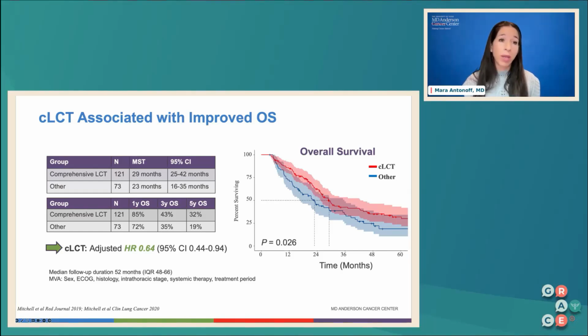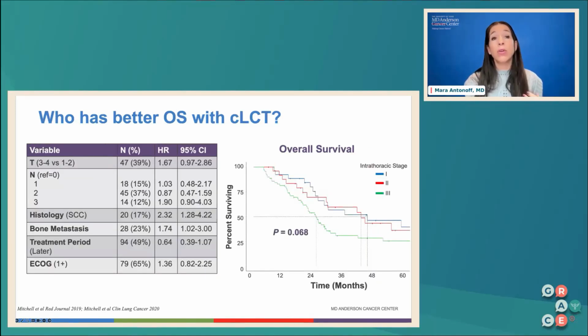So with that group of patients, we saw that by giving comprehensive local therapy to this large group of patients over a period of over 18 years, in an era when our drugs weren't even that good, we still saw improved survival for patients who had local aggressive treatment to all sites of disease that were present at the time of diagnosis. The next thing we did was try to figure out who would have better overall survival with that type of aggressive, comprehensive approach.